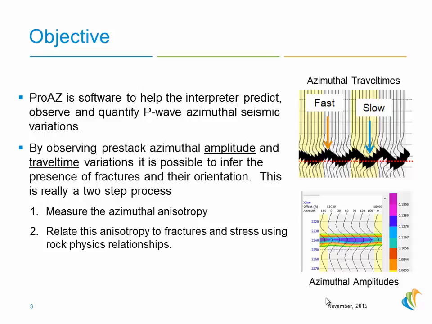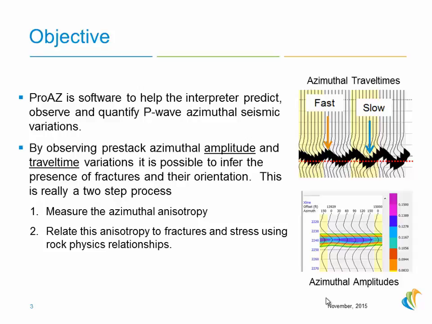There's certainly other types of information. There's converted waves, there's shear waves, but most people have P-wave information quite readily available. And there's two main things that we're going to try and focus on. One is azimuthal travel time variations.